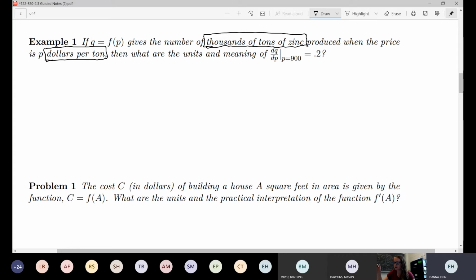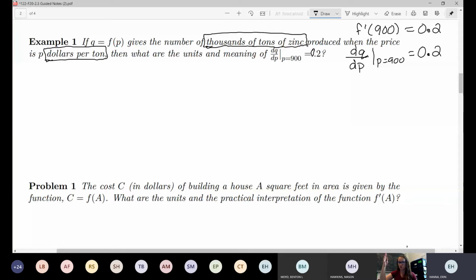Then what are the units and the meaning of dq over dp when p is 900, and that's being equal to 0.2. Oh man, I meant to fix that to 0.2. This would essentially be another way of saying f prime of 900 equals 0.2. You just link the two types of notation we have together.